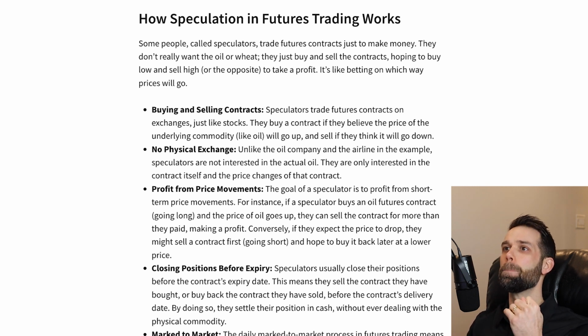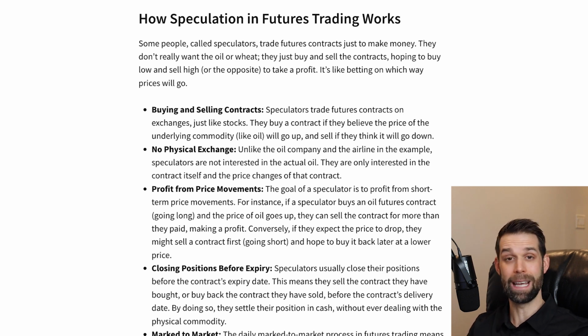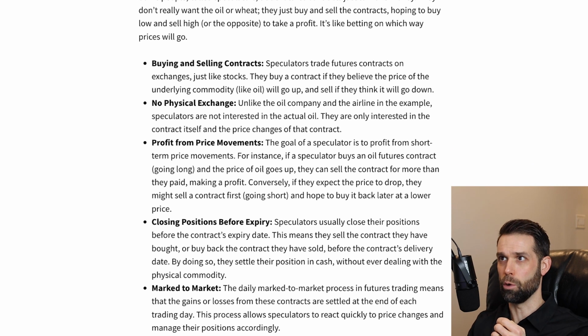Well, we'll call traders speculators. We're using that interchangeably here. Traders and speculators trade futures contracts just to make money. That's what you're going to be doing as a day trader, and what I'm potentially going to be doing as a day trader. We don't really want the oil or the wheat. We just want to buy and sell the contracts, hoping to buy low and sell high, or the opposite if you're selling first, to take a profit. So it's like betting on which way the price will go.